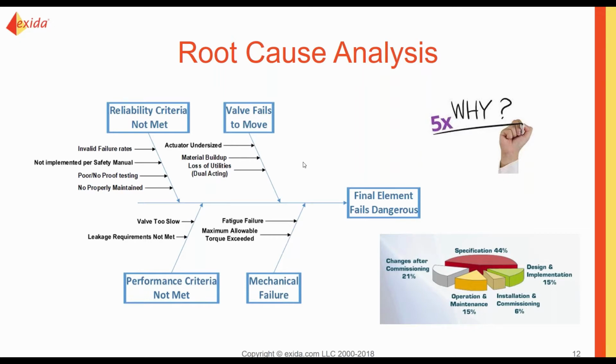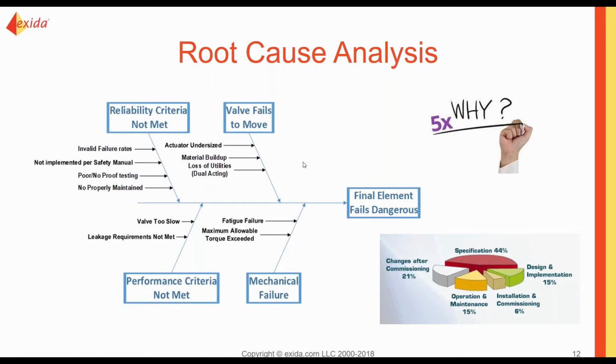But the valve not moving, we've seen actuators being undersized, buildup of process material resulting in greater force being needed to move the valve, which results effectively in the valve being undersized, or loss of the availability of utilities in an application such as a dual acting actuator. And the mechanical failure, it could be a fatigue failure or a shearing from excessive force. And we've seen, these are actual things we've seen in safety systems installed in the field where they failed before they should have, obviously.